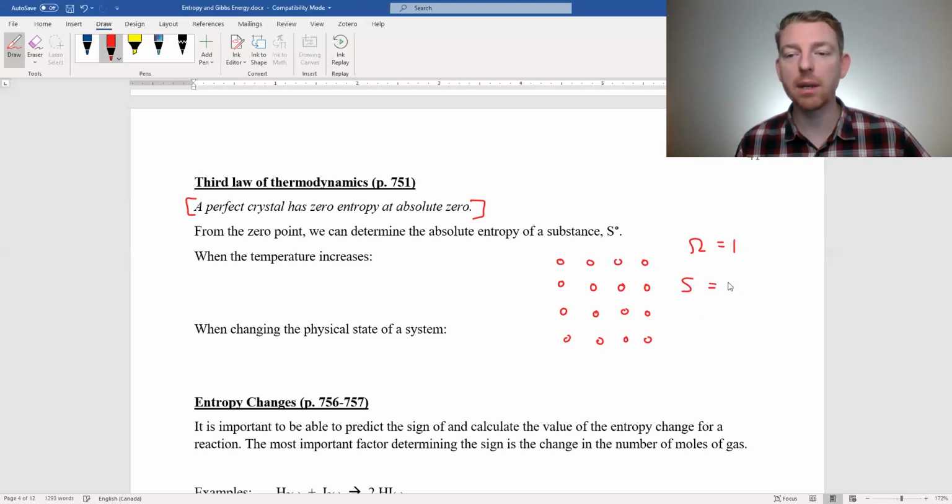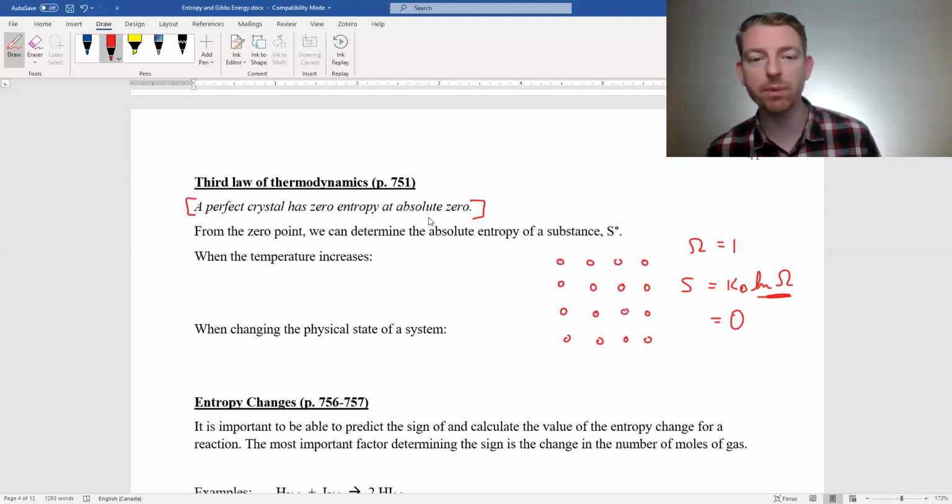and entropy equals Boltzmann's constant times ln of the number of microstates. What's the natural logarithm of 1? Entropy is equal to 0. So here we say a perfect crystal has 0 entropy at absolute 0. So it's really just a restatement of the same thing.